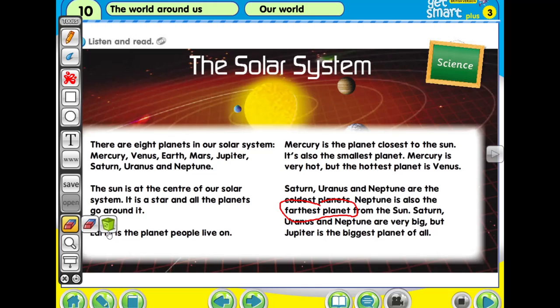Alright, now we proceed to the next question that we can make up. It says here, Saturn, Uranus, and Neptune are very big, but Jupiter is the biggest planet of all. Biggest planet. So we are going to ask, which is the biggest planet of all? We read together. Ready? Go. Which is the biggest planet of all?